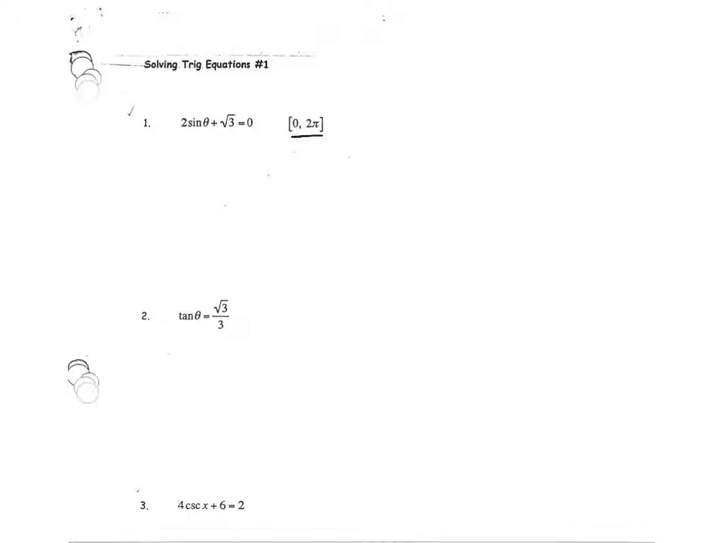So the first thing we would want to do is isolate our trig expression. So you would subtract root 3 and divide by 2, and we would get sine of theta equals negative root 3 over 2, right? So basically now in our heads, or we write down, we want to say, all right, where would sine of theta be equal to negative root 3 over 2 between 0 and 2 pi?